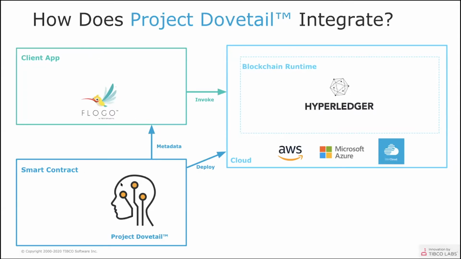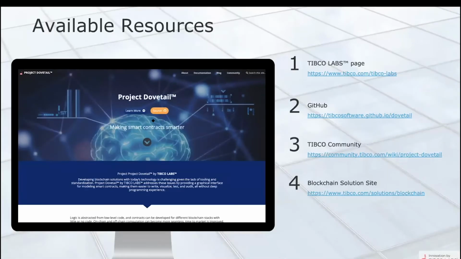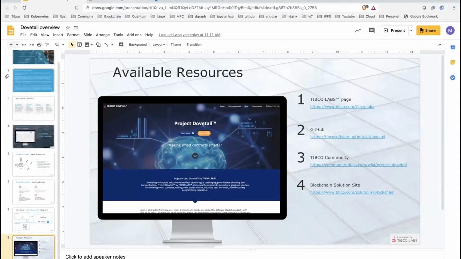Once you have the client application and the smart contract, you deploy it into your blockchain runtime. In this case, we're looking into Hyperledger, but we also support R3 Corda. And that can live in either of those clouds. We're cloud agnostic. And then once you have that blockchain running, your client application, through that metadata, knows how to invoke it. So you are effectively exposing that smart contract as a REST API. So let's go a little bit into how to get started.